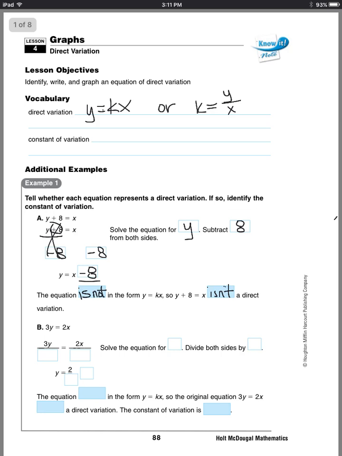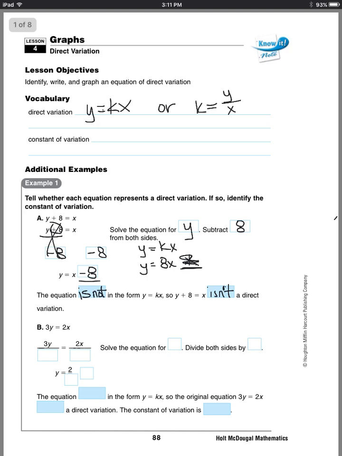Okay? Because there's something hanging off on the end. Now if it was y equals 8x with nothing at the end, zilch there, nothing, then it would be direct variation because we have our y with our y, we have a number with our k, and we have our x with our x. So let's look at this next one and see if maybe this is direct variation.